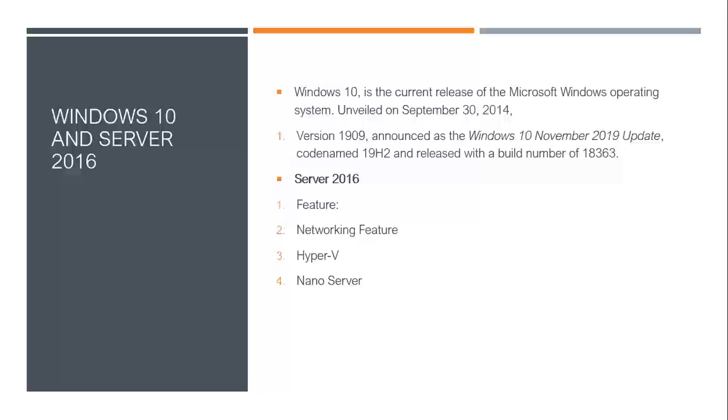After that, Windows released Windows 10. Currently, we are using Windows 10. Windows 10 was released on September 13, 2014, and there are some stable versions now. After that, Windows released Server 2016 also. Windows upgraded the 2012 server and added some new features in 2016, like the networking feature, Hyper-V, and Nano Server.